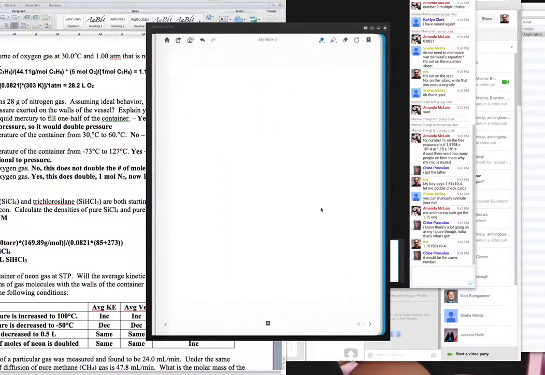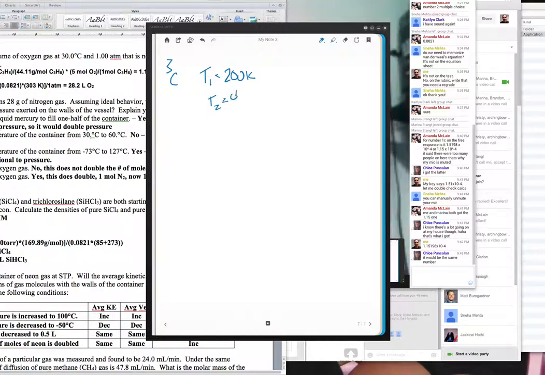All right. So then for 3C, raising the temperature from negative 73 to 127 Celsius. So that's going from temperature 1 equal to 200 Kelvin, to temperature 2 equal to 400 Kelvin. So now we're looking at P1 over T1 equals P2 over T2. So P2 is equal to P1 times 400 over 200, which is basically 2. So yes, that is definitely doubling it. That makes sense?